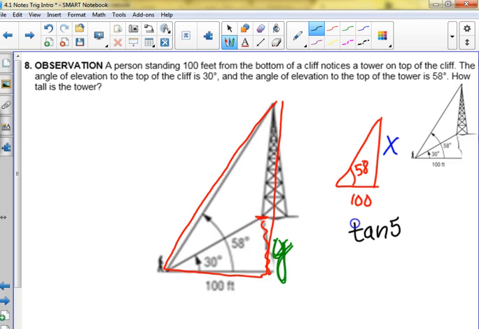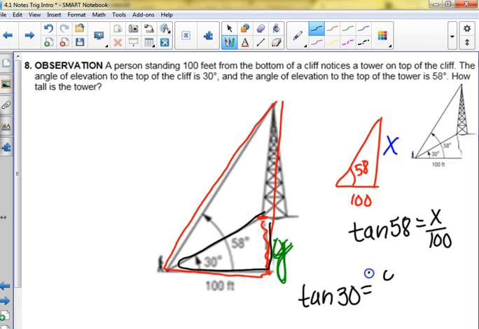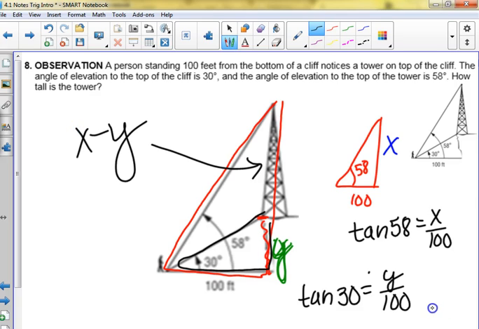So we're going to go tangent of 58 equals x over 100. And then over here, we're going to go tangent of 30, right, in this little triangle, equals y over 100. And then if we subtract, we'll get the tower. Gotta speak up, guys. Don't make me sound stupid on the tape.